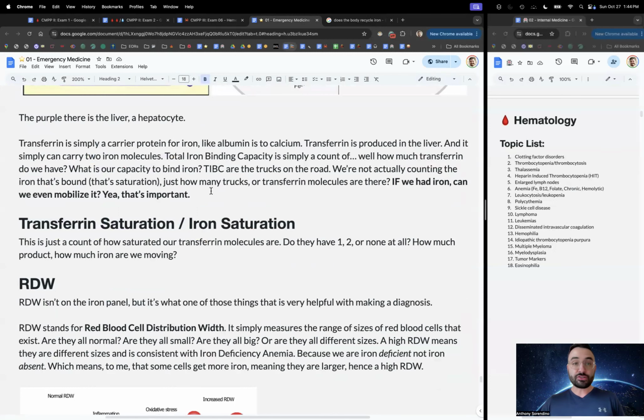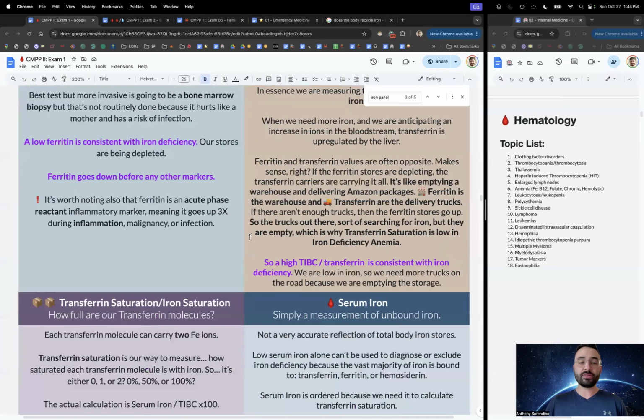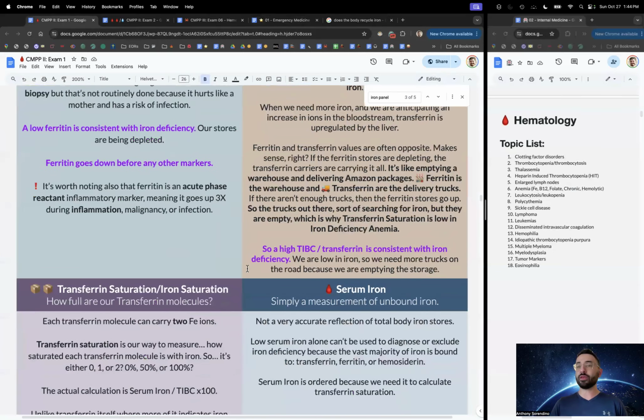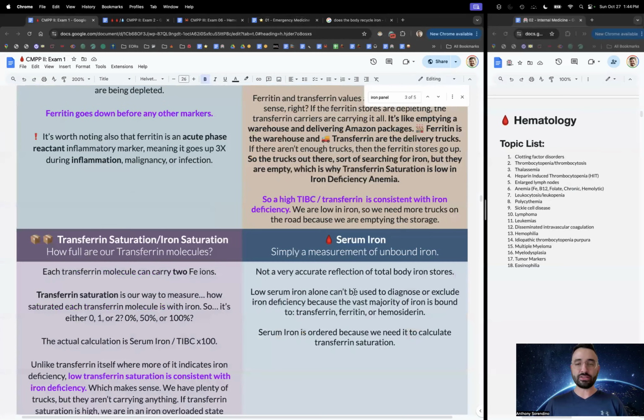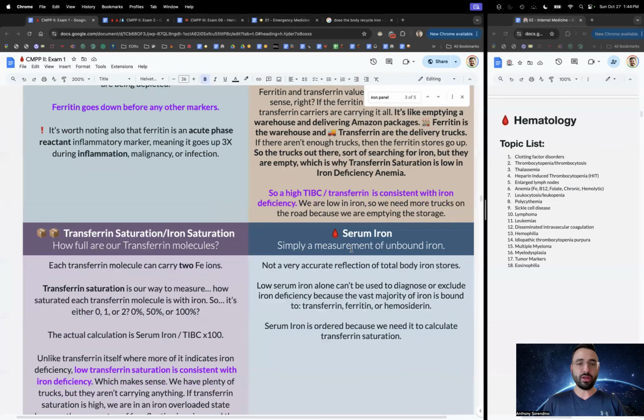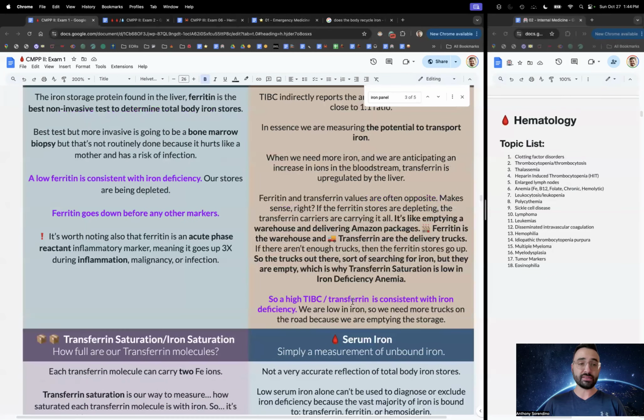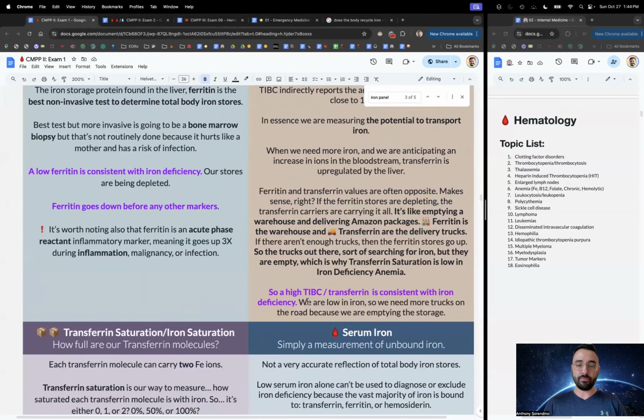Now, transferrin saturation, which is, from what I understand, the same thing as iron saturation, the same thing as just percent saturation, the same thing as saturation. These are all synonyms. Okay, this is their transferrin. Are they actually carrying iron? Are they saturated or are they not saturated? And then serum iron really isn't important. That's just how much free iron is in the blood. And we actually can't measure that very easily.